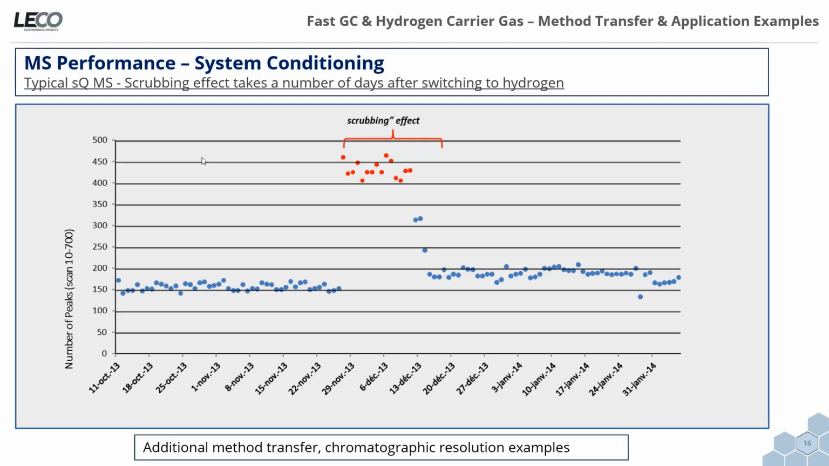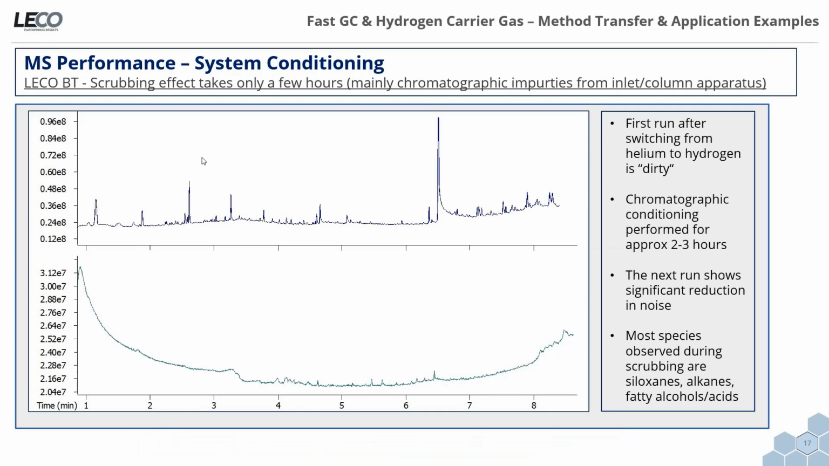Looking at the scrubbing effect, hydrogen is in effect cleaning the ion source very effectively. And here's an example from a typical quadrupole mass spectrometer ion source. The scrubbing effect takes a number of days to settle down. And then we look at the LECO Pegasus BT. When we switch from helium to hydrogen, the conditioning process only takes a few hours until we get a nice baseline. Most of the species we see during this are siloxanes, of course, hydrocarbons, and other heavier fatty alcohols or acids that have accumulated during previous analysis.